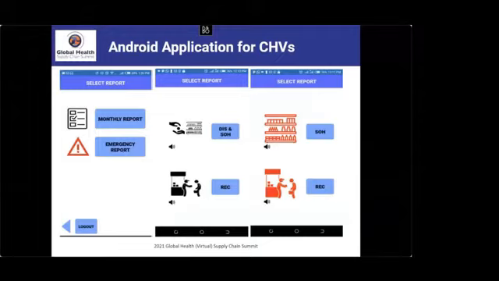This tab enables the CHVs to submit their stock on hand for each commodity, flagging out commodities which are below minimum months of stock, which will then submit an emergency order to the community health assistant, who is the CHV supervisor. And then when the CHV has been resupplied, they are also able to submit a receipt report for the emergency order that has been resupplied.